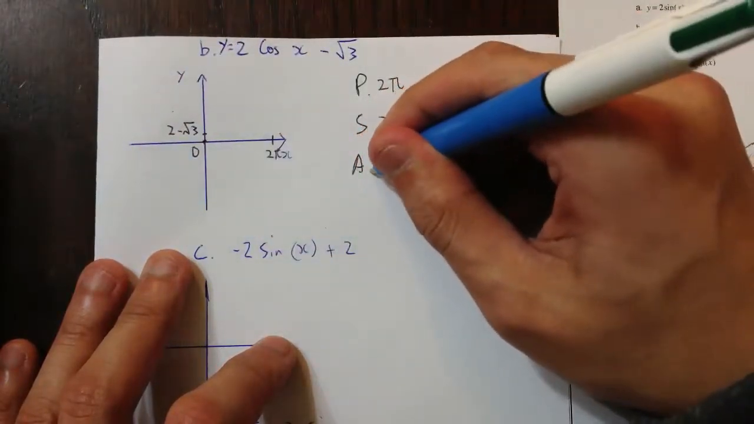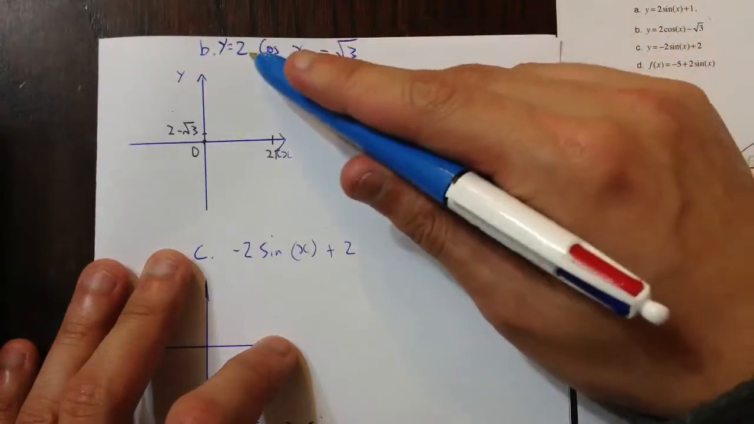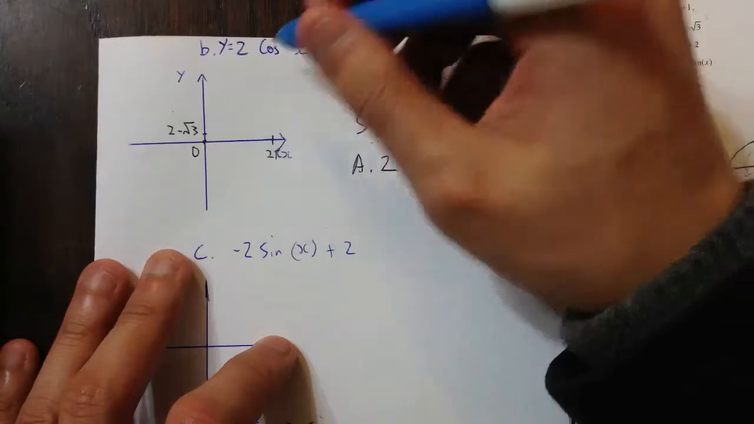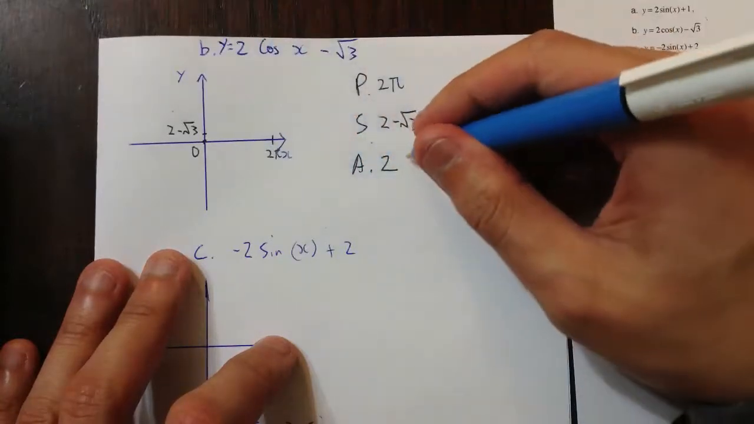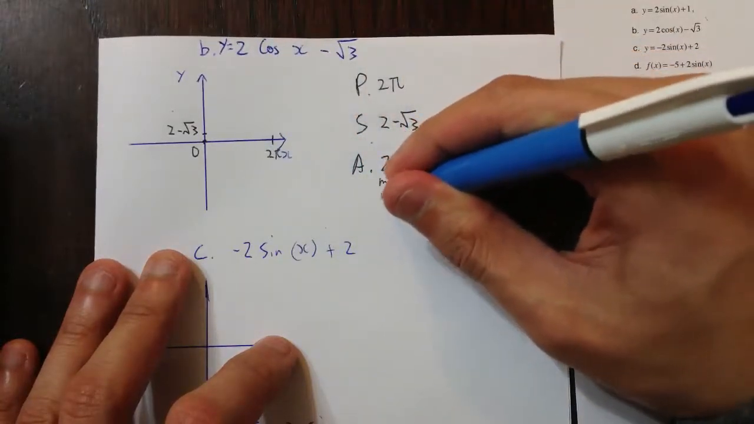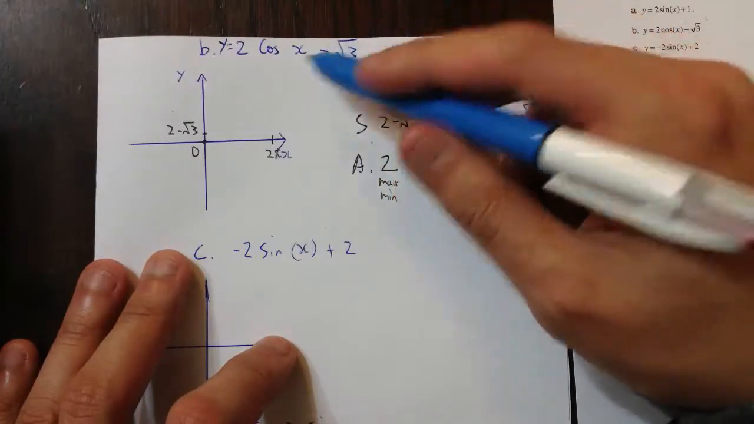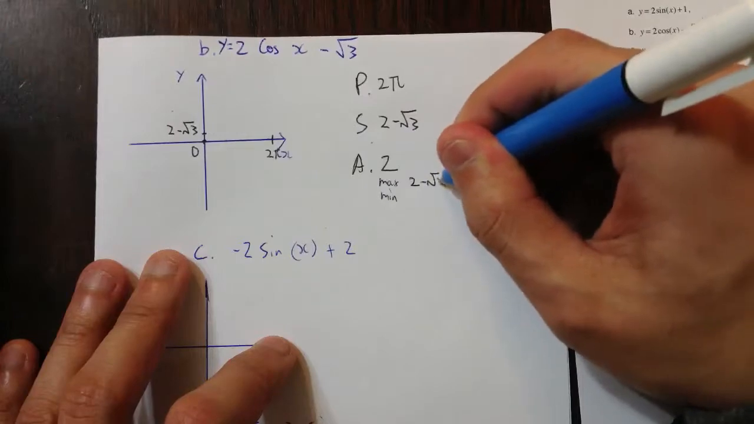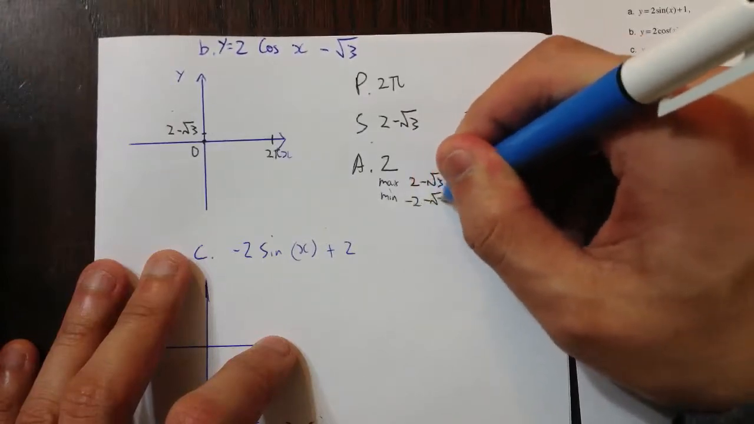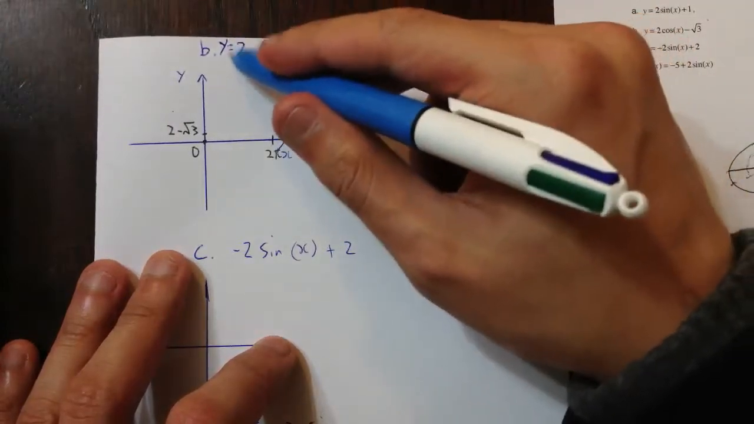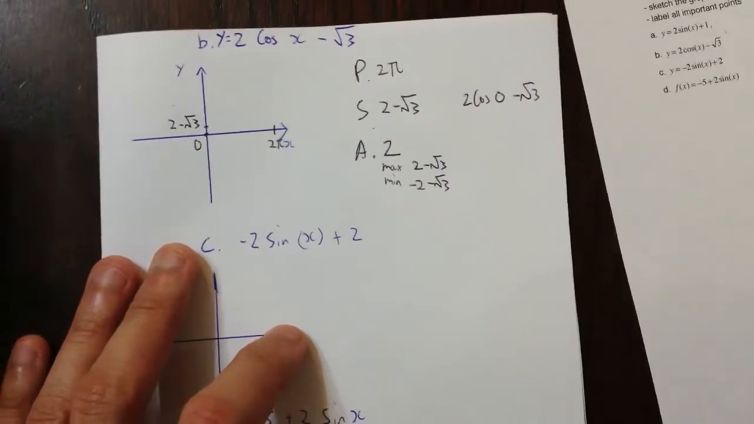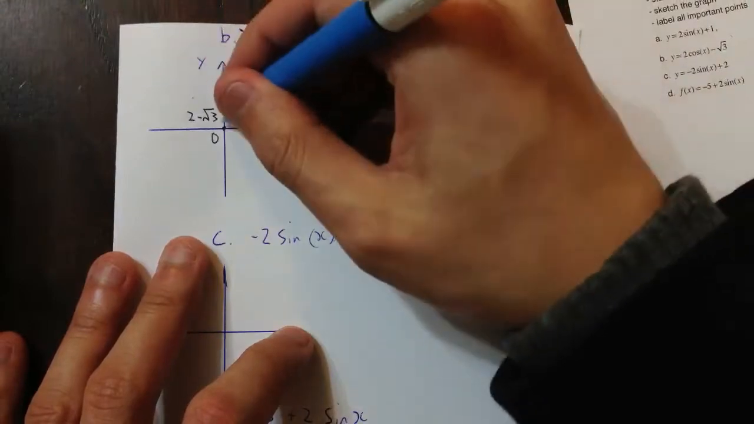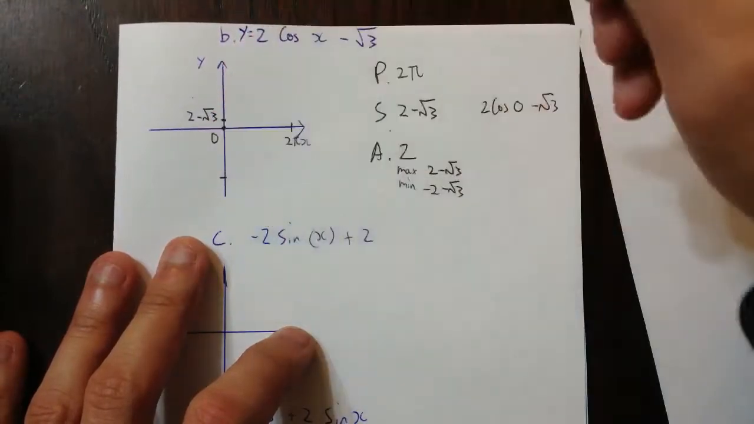Thirdly, I want to know my maximum and my minimum. Well, my amplitude here is the number in front of the cos, which is 2. Sometimes it's at the front, sometimes at the back, but you just need to see what's in front of the cos. So my max and min are 2 minus root 3 and minus 2 minus root 3. Remember the positive and the negative versions of that number. Okay, so that's good so far. Now, I know this is my maximum and my minimum is going to be down here somewhere.